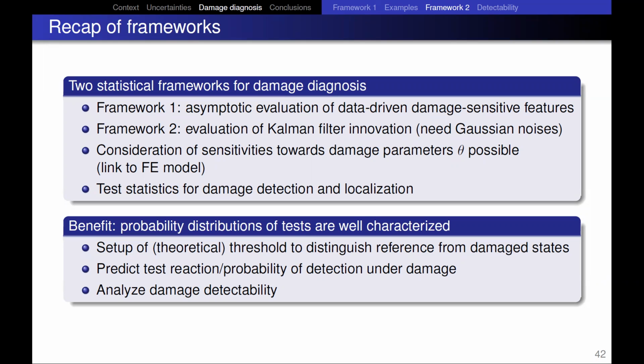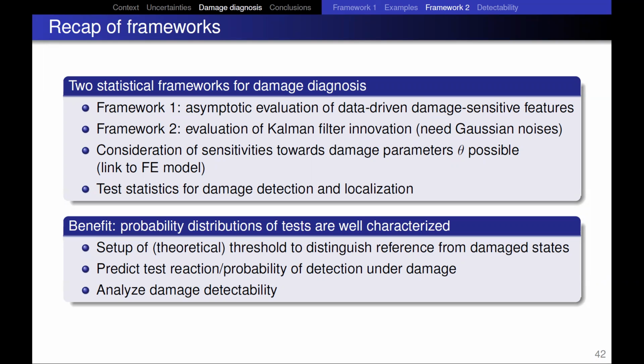While the second framework is a more recent addition that is based on the Kalman filter innovation, needing Gaussian noises in theory for describing the statistical properties. But then it also inherits all the nice features from the Kalman filter. So we don't have asymptotics. The innovation covariance is quite small, depending on the number of sensors that we have.